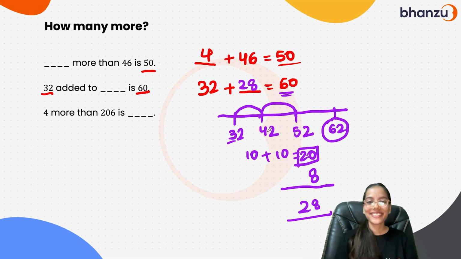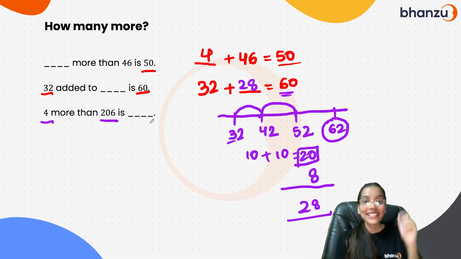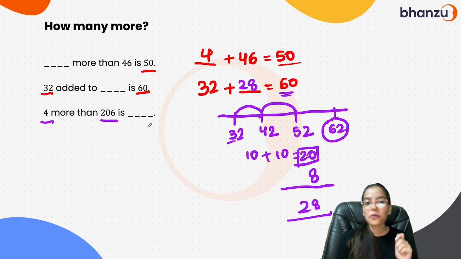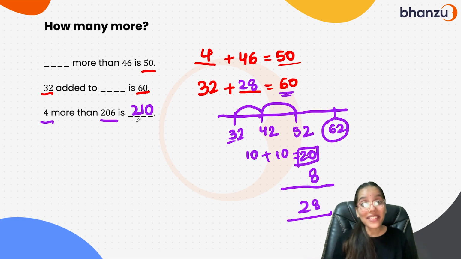Is this clear? Very good. So practicing counting in tens will help us solve so many questions on how many more. Okay? Let's look at another question. Here we have 4 more than 206 is dash. This is very simple question, correct? 4 more than 206. It means from 206 you have to count 4. Shall we start counting? Okay. 207, 208, 209, 210. So 4 more than 206 is 210. We've solved this. That's amazing.